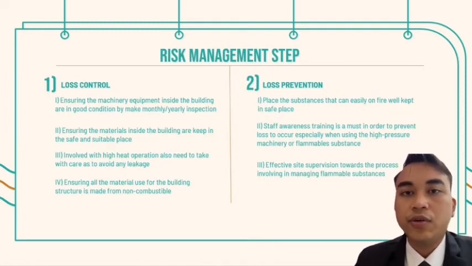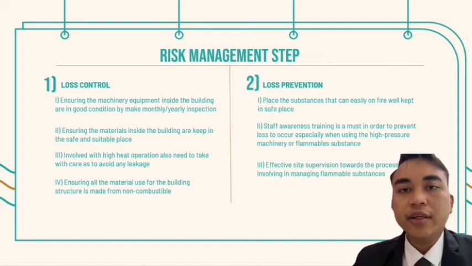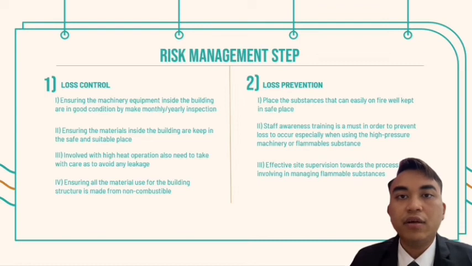Firstly is loss control. The loss control that can be made for the factory is by ensuring the machinery and equipment inside the building are in good condition by making monthly or yearly inspections. Besides that, ensure the materials inside the building are kept in a safe and suitable place. Other than that, any machinery that is involved with high heat operation also needs to be handled with care to avoid any leakage. And lastly, ensure all the material used for the building structure is non-combustible, such as walls, floor and roof.